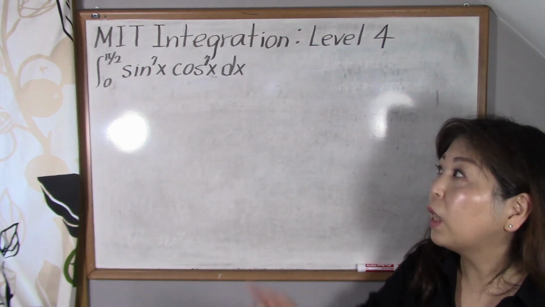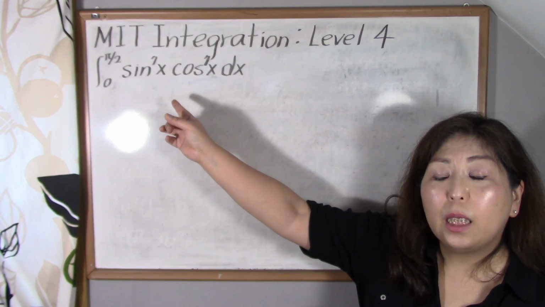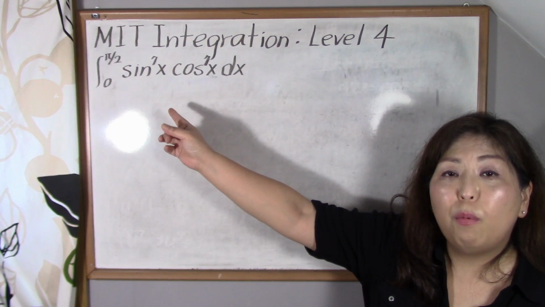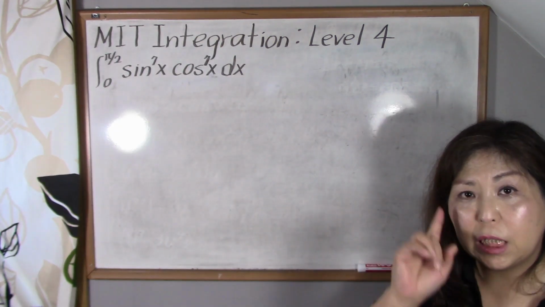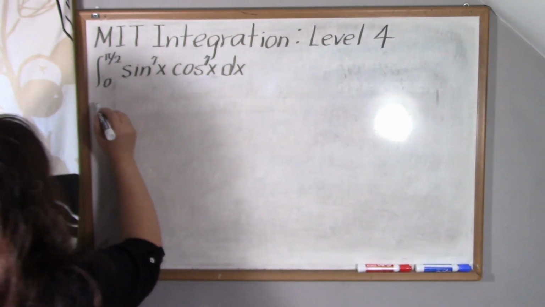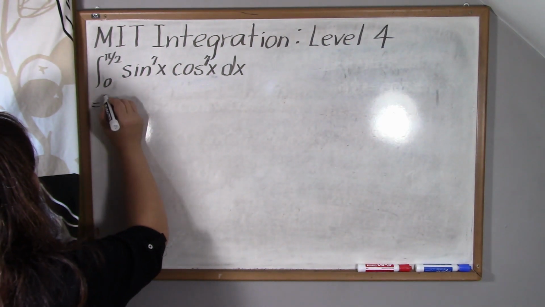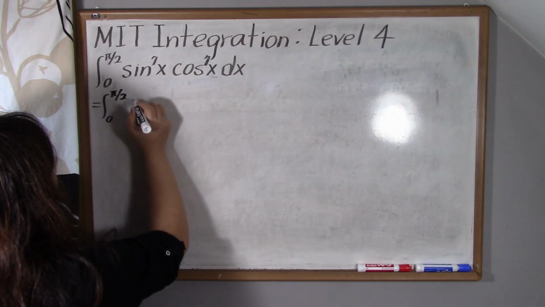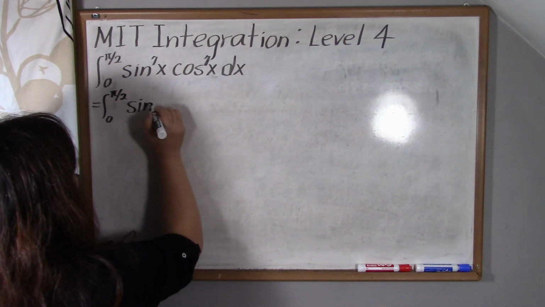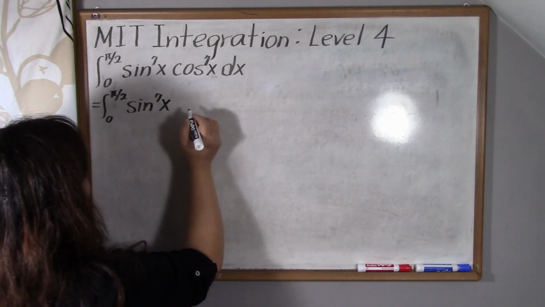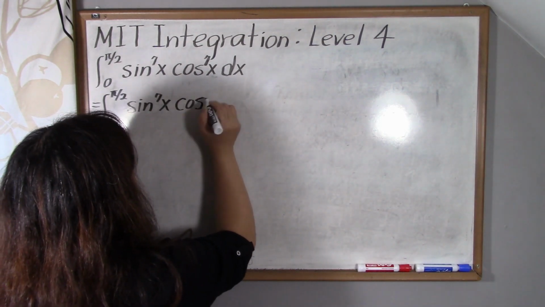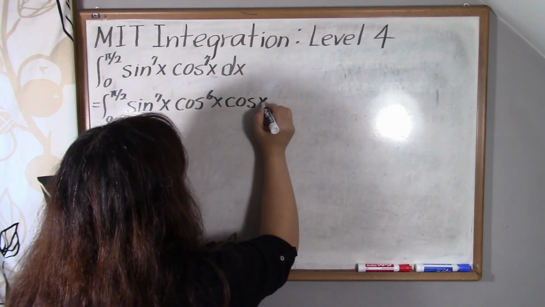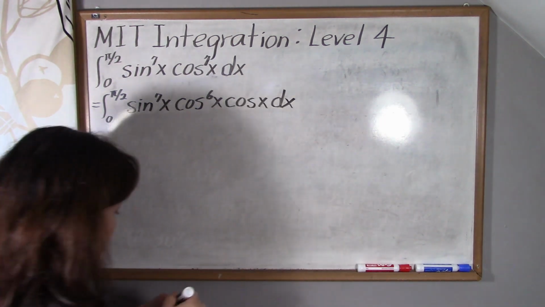So first of all, we're going to change cosine to the 7th power of x into cosine to the 6th power of x times cosine of x. That is the point. Okay, so I is equal to the integral from 0 to pi over 2 of sine to the 7th power of x times cosine to the 6th power of x times cosine of x dx.